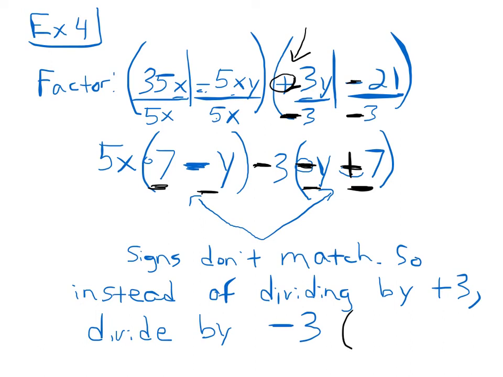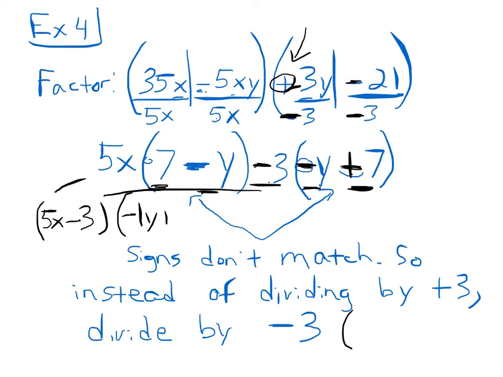But basically, I hug my GCFs, so my 5x and my negative 3 have to hug. So it would be 5x minus 3. Again, it's a negative 3, so we write minus 3. And then I'm going to rewrite it so my y's first. I would have negative 1y, or just negative y. I'm just going to put the 1 in there. Negative 1y plus 7. Those are my two binomials. That's my factored form using grouping.